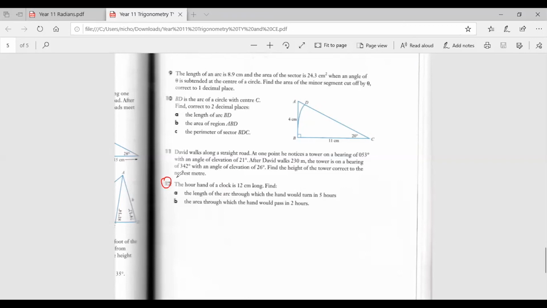How are you going? Good so far. For A, I got 10 pi centimeters. Perfect. And almost finished B. 12 squared times 1/2.